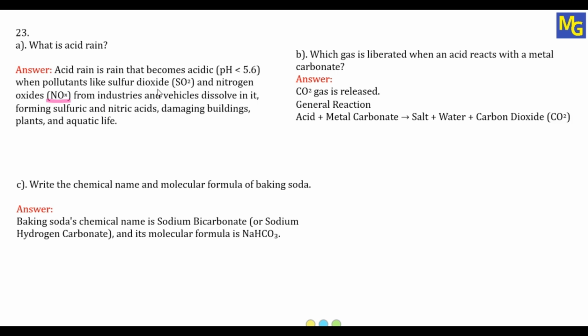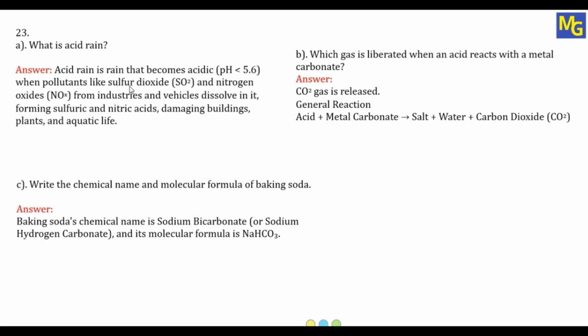nitrogen oxide, sulfur dioxide means what? SO2. And nitrogen oxide means NOx. NOx means X means any number. It can be 1, then it will become NO, nitrogen monoxide. If it is 2, NO2, nitrogen dioxide. If it is 3, nitrogen trioxide. So generally it is written as NOx. So X is nothing but any number, any integer.